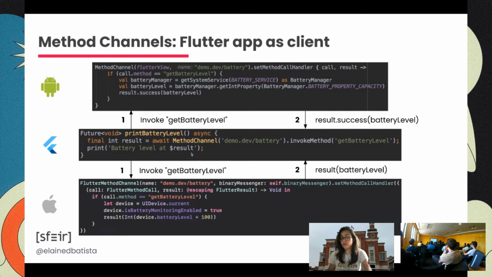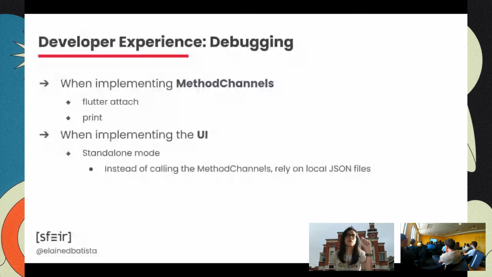In our development process, we had two main ways of coding with Flutter. We were either implementing method channels. In order to debug it, to see if the right data was being sent back and forth, what's really cool is you can attach to the Flutter process and put some breakpoints and debug, or you can always print. Of course, for method channels, it's only data that is coming back and forth. Printing always works.